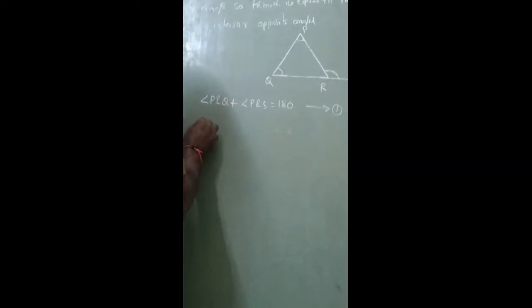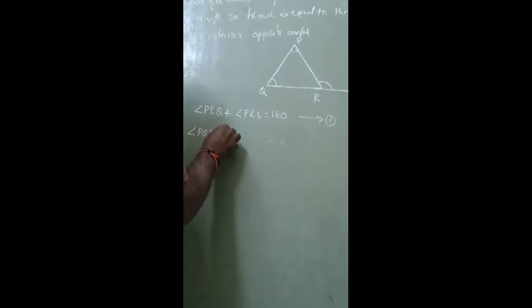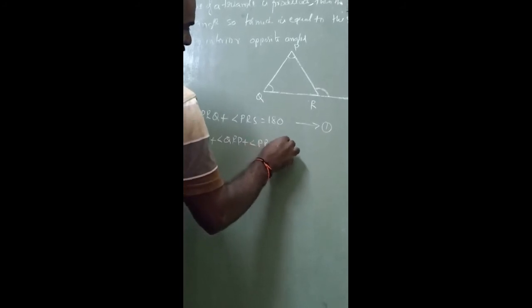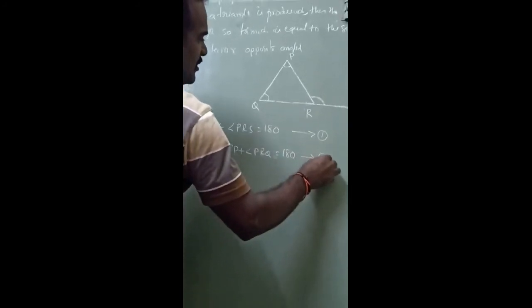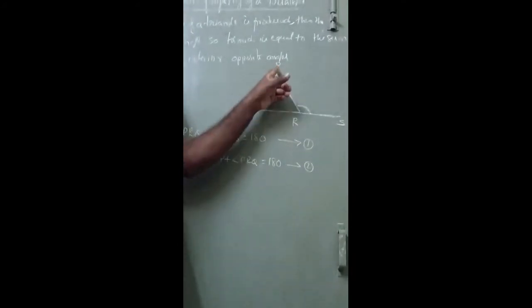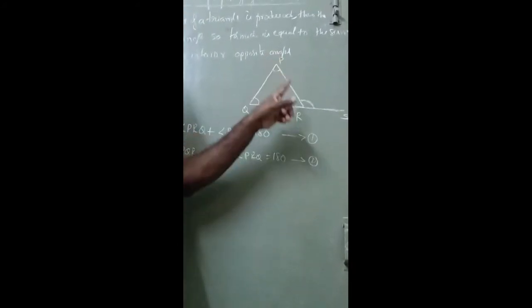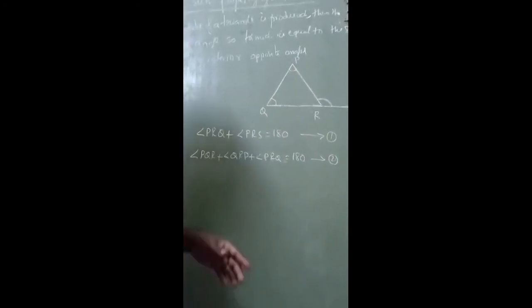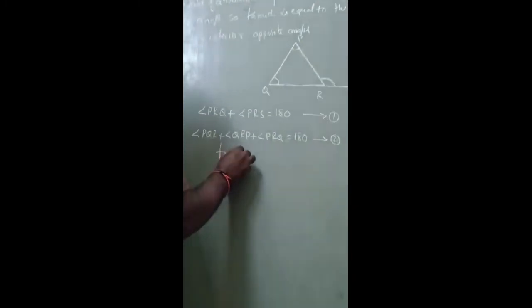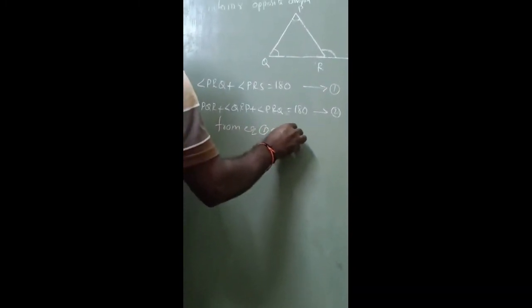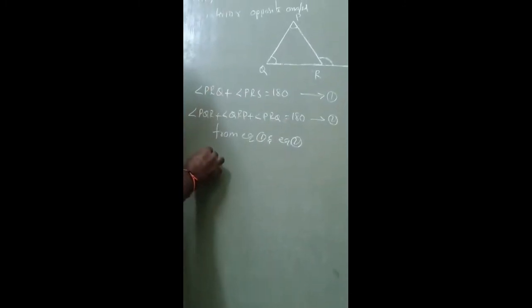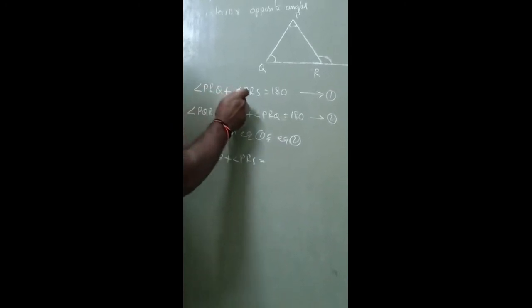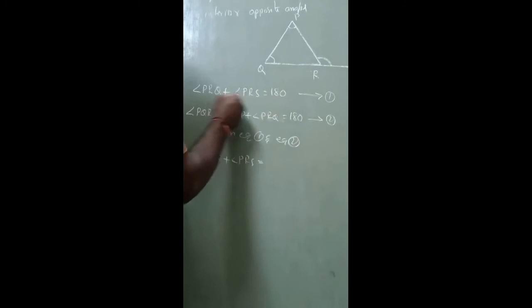Next, angle PQR plus angle QRP plus angle PRQ is equal to 180 degrees. This is the sum of three angles in a triangle. Sum of these three angles is equal to 180 degrees. From equation 1 and equation 2, angle PRQ plus angle PRS is equal to 180.